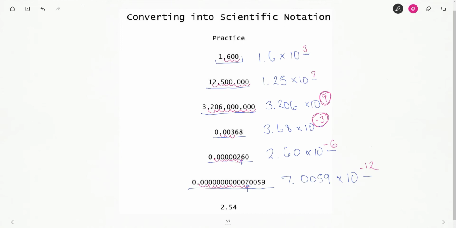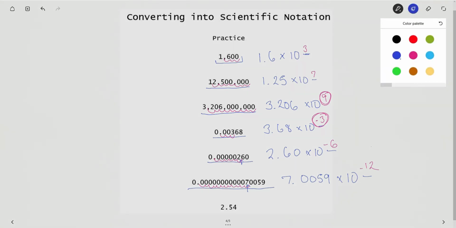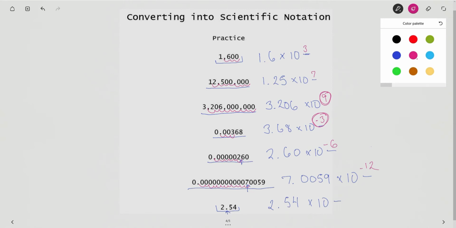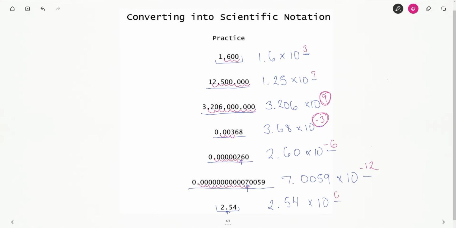Okay, my last example here, I made it a bit of a trick question. 2.54. And you say, okay, I need to get my decimal to the right of the 2. Oh, my decimal is already to the right of the 2, so I don't need to move it at all. So what do we do? Well, we know that based on the format of scientific notation, it's got to be times 10 to the something here, right? But we're not moving our decimal point any. We're moving it how many places then? We're moving it 0 places.